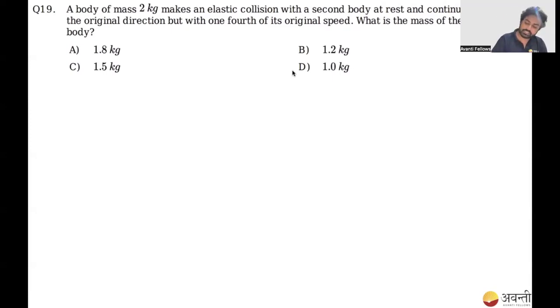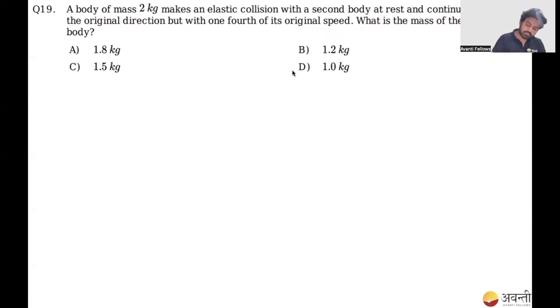So this question is saying that there is a body of mass 2 kg which makes an elastic collision with a second body which is at rest, and continues to move in the original direction. So for example, the body was moving towards right. After collision also it is moving towards right only, but with 1/4 of its original speed. So what is the mass of the second body?